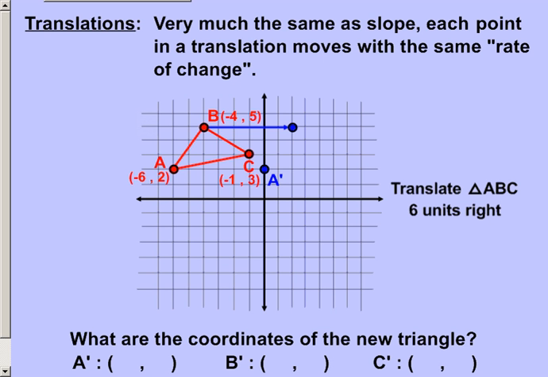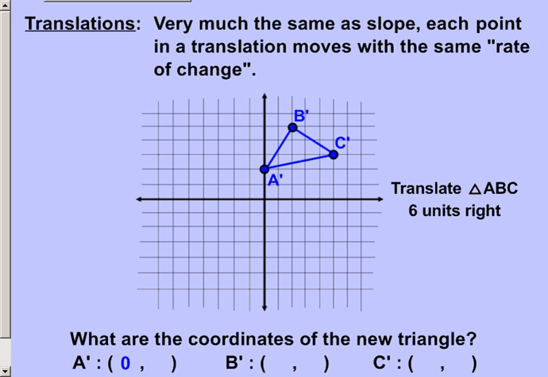I'm going to move point B. That'll be B prime. Going to move point C 6 units to the right. That'll be C prime. We connect the dots, and we have our transformed triangle. Okay, so we can forget about the red triangle now. Let's take a look.